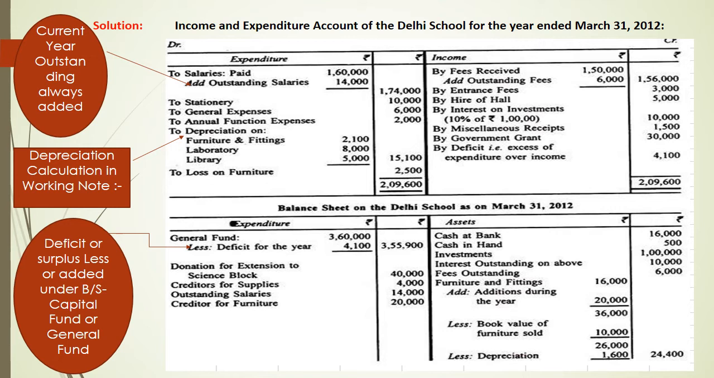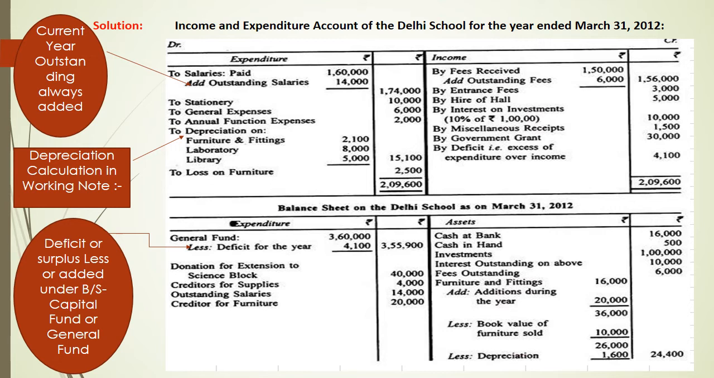So this is basically how to prepare the income and expenditure account and the balance sheet. You can see that the depreciation calculation is already mentioned in a working note. I have already given a dialog box about how to calculate it. Then the current year outstanding should always be added in the expenditure and income, as well as recorded. If it is income outstanding, it should be recorded under the asset side, and expenditure outstanding should be recorded under the liability side.